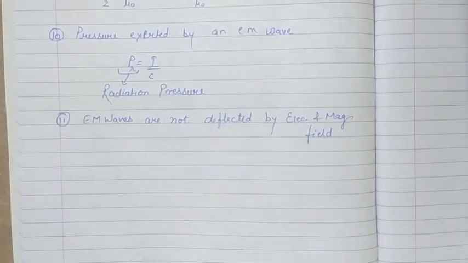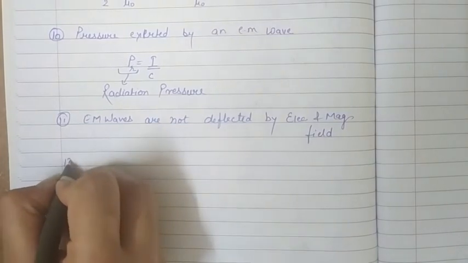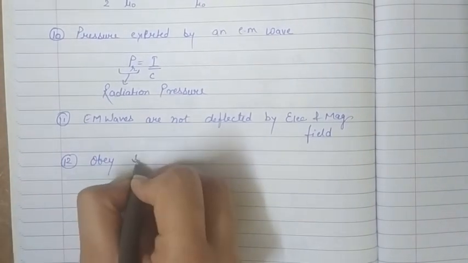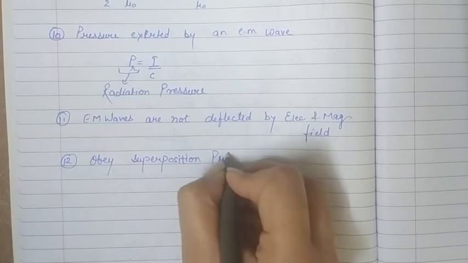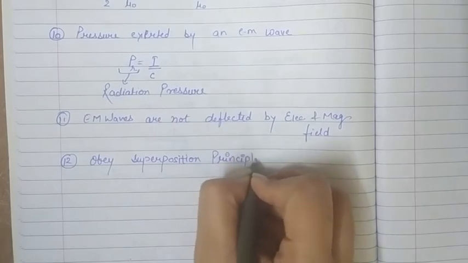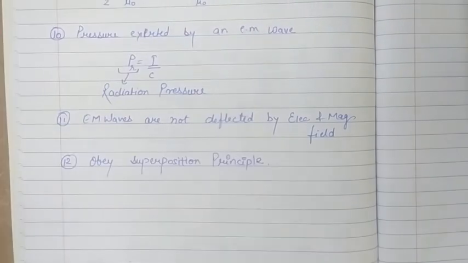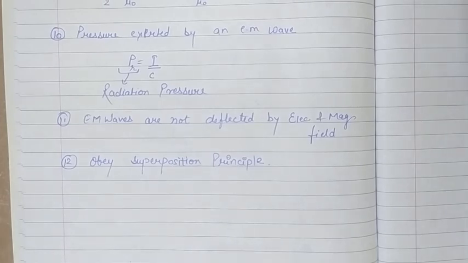Next point is that these electromagnetic waves obey the superposition principle, right. All these waves follow the superposition principle, and by that I mean they can show phenomena like interference or various phenomena which work on the basis of superposition. When a number of waves are traveling in a region, individually they have their own effect on that region, and when we find the net effect, they follow the principle of superposition.